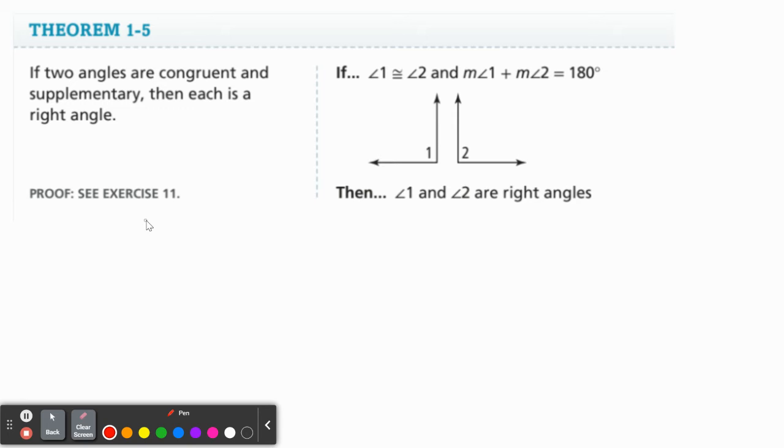The next theorem says if two angles are congruent and supplementary, then each angle must be a right angle. So think about this, right? We have two angles, angle 1 and angle 2. They have to be equal to each other, or congruent, and they also have to add up to 180. So the question really is, what number, if you add it to itself, gives you 180? Well, that would just be 90 plus 90. 90 and 90 is 180. And that means that angle 1 and angle 2 are each 90 degrees, which means angle 1 and angle 2 are each right angles. Again, should not be surprising to you. It is a provable theorem, though.